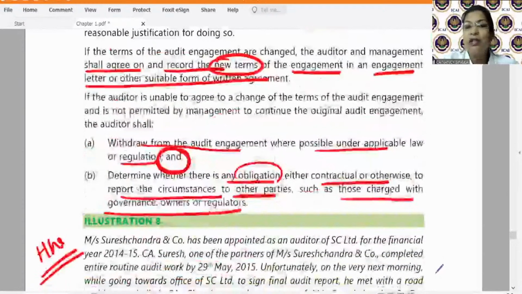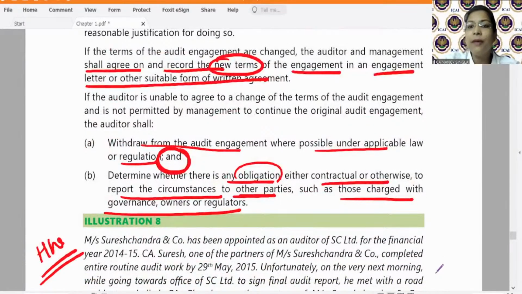However, where the auditor feels that he does not want to accept the new terms and management is not allowing the auditor to continue with the old one, then the auditor will withdraw from the audit engagement where possible under law and regulation, and he shall consider his obligation with respect to communicating with those charged with governance, owners and regulators. ठीक है. So I hope SA 210 is clear to all of you.